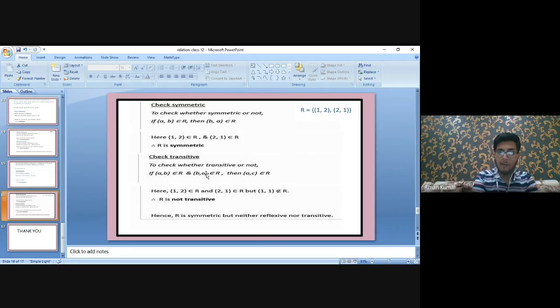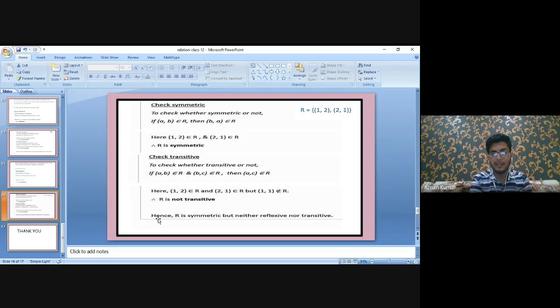So if (1, 2) belongs to R, that means 1 is related to 2 and 2 is further related to 1, that means (2, 1) belongs to R. But we said (a, c) must also belong to R, and here we can see that (1, 1) does not belong to R. So R is not a transitive relation.